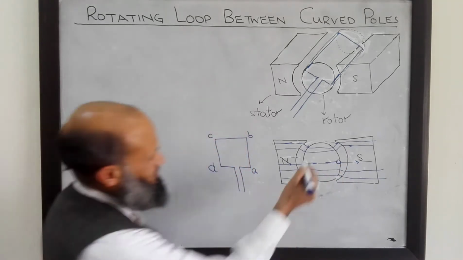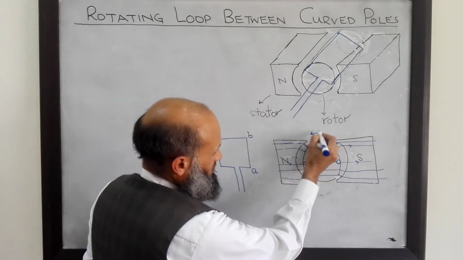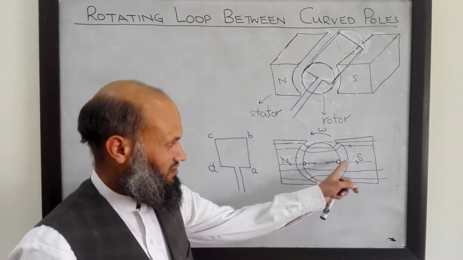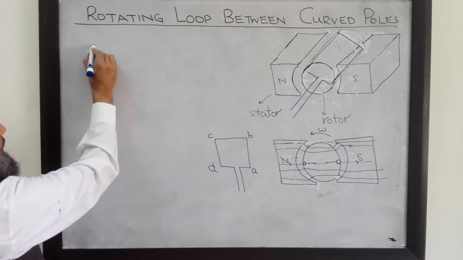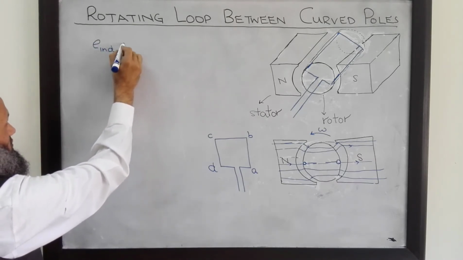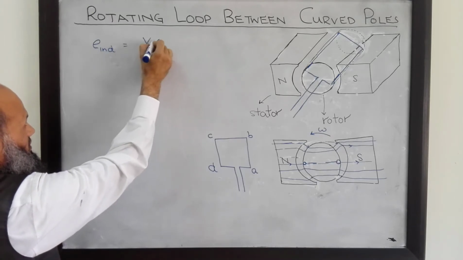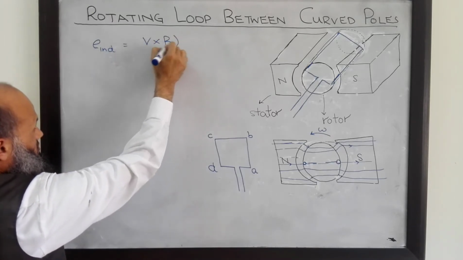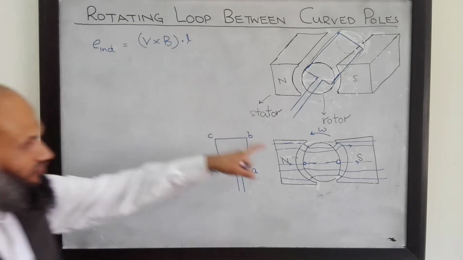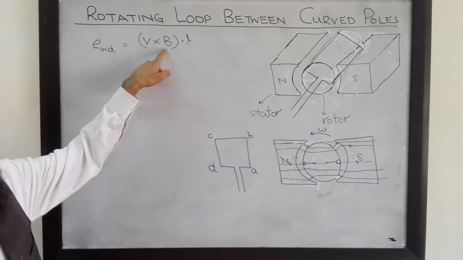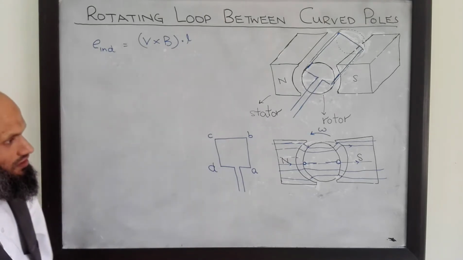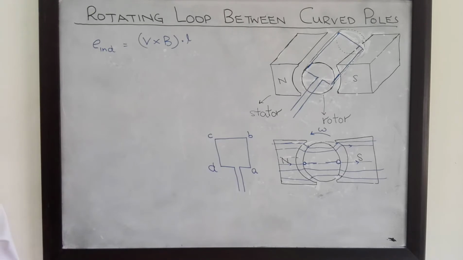So this rotor is moving in counterclockwise direction. We know that when a conductor moves in a magnetic field, a voltage is induced, and that voltage is given by V cross B dot L, where V is the velocity of the conductor, B is the flux density vector, L is the length vector, as you already know.